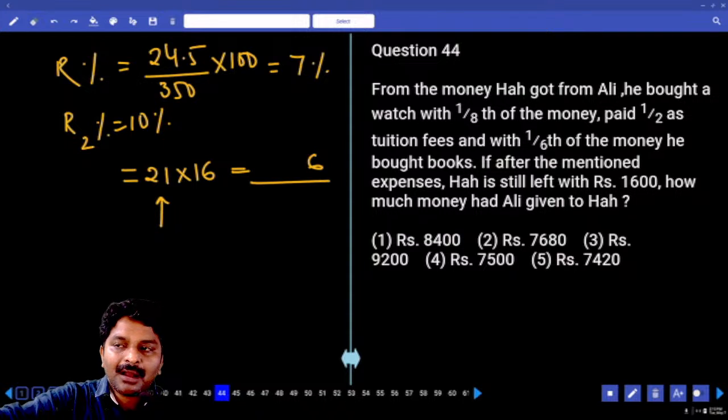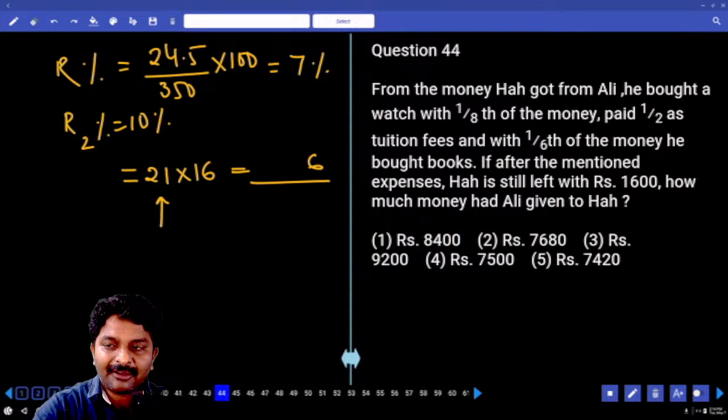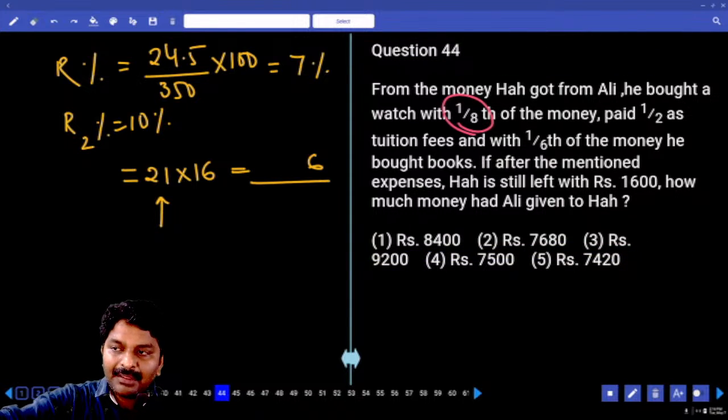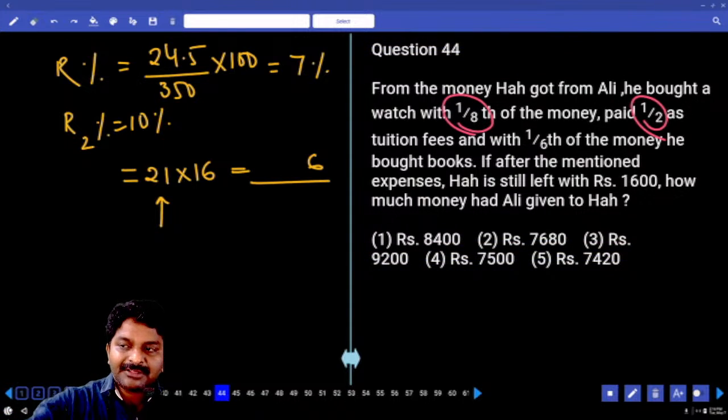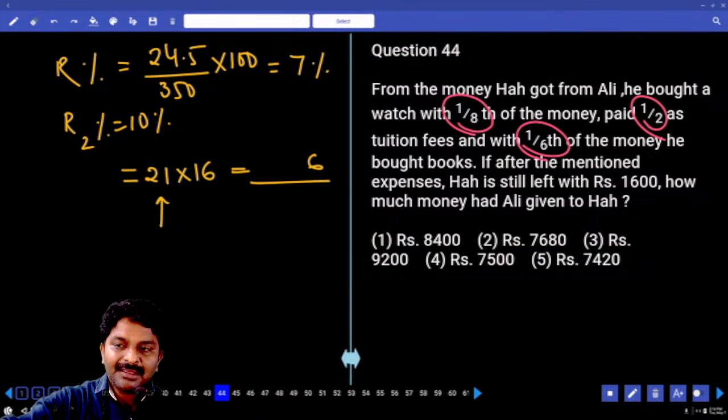From the money Ha got from Ali, he bought a watch with 1/8 of the money, paid half as tuition fee, and with 1/6 of the money, he bought a book. If after the mentioned expenses, Ha is left with 1600, how much money had Ali given to Ha?